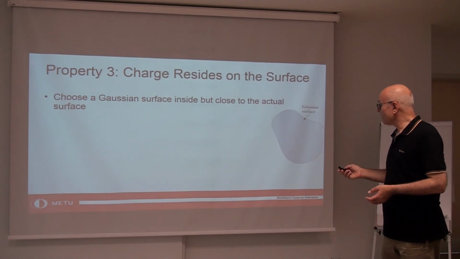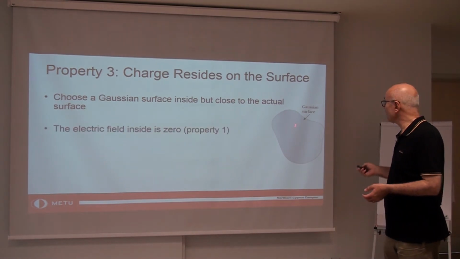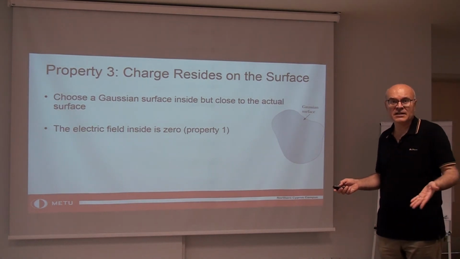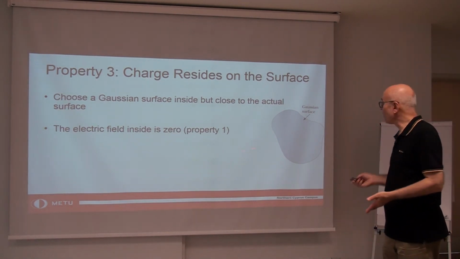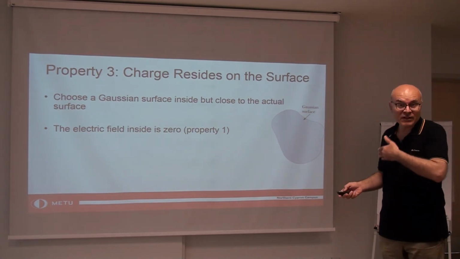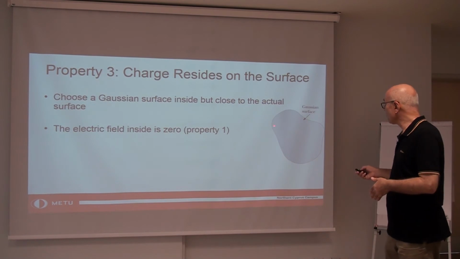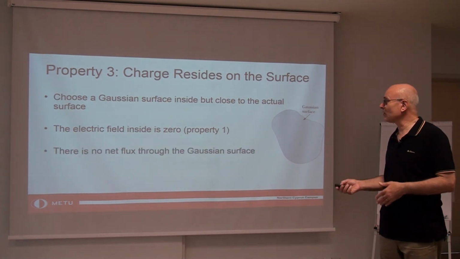Now, the electric field inside the conductor is equal to 0. This is because it is in static equilibrium. Even if you have a charge here, the electric field, if it's in static equilibrium, must be equal to 0. So we know that at the Gaussian surface, the electric field is equal to 0.